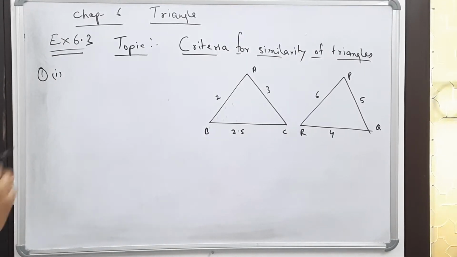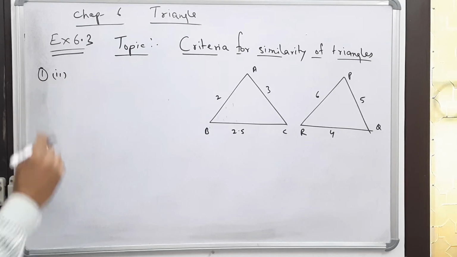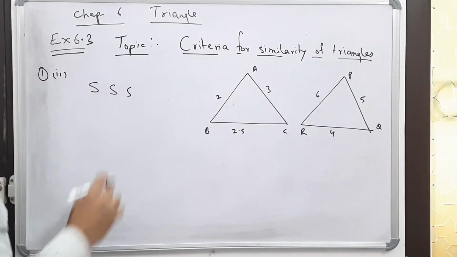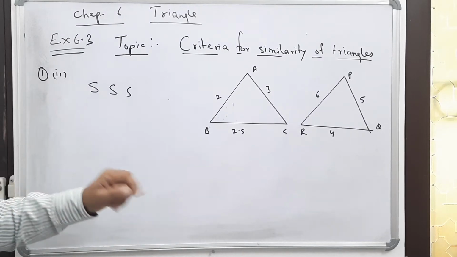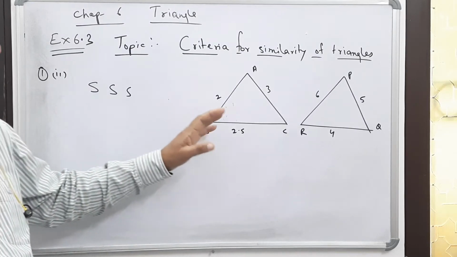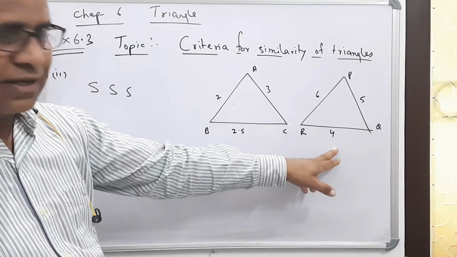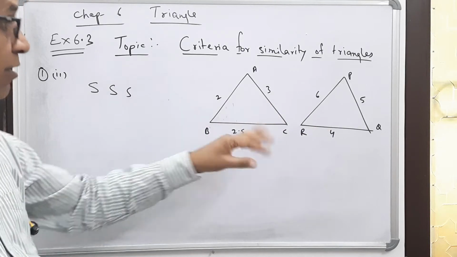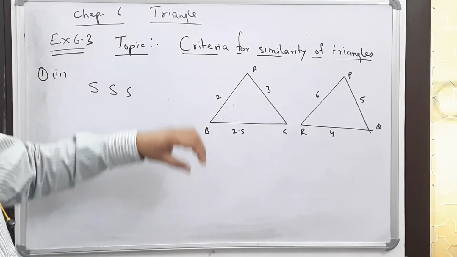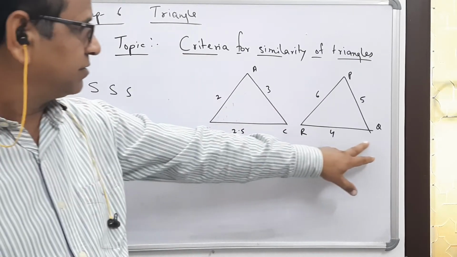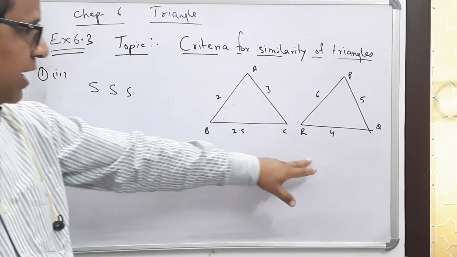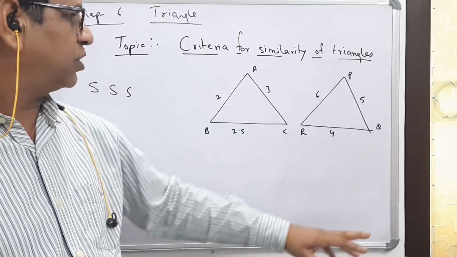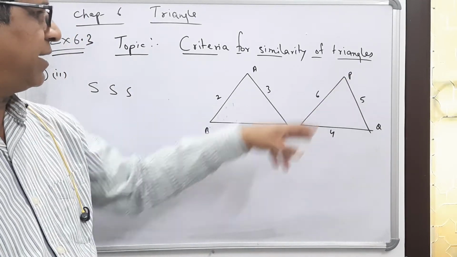Now see the second problem. This second problem deals with the second important criteria, and that is side. Now if you study here, every side of this triangle is double of the corresponding side of this triangle. Now which side is double of which side? RQ is double of AB, BC is double of PQ and AC is double of PR.